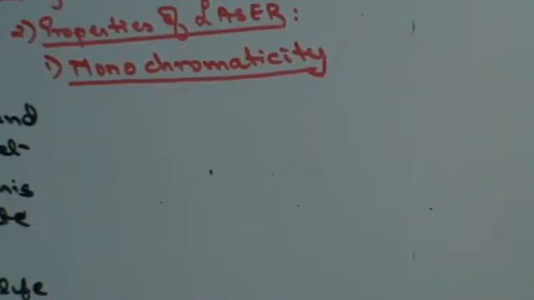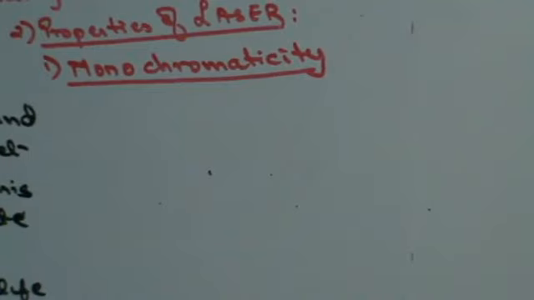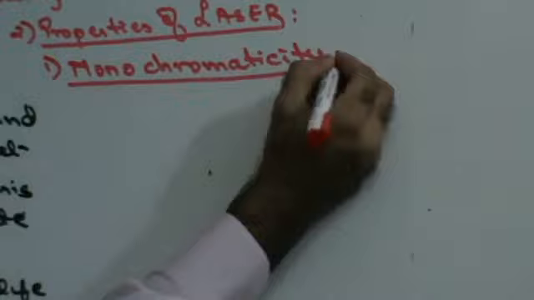That means it contains only one frequency. The other frequencies are extremely weak in intensity and hence negligible. Therefore, the sharpness of the laser beam can be expressed in terms of delta V upon V, where delta V represents the spread of frequency present in the laser beam. So I can say that it is highly monochromatic.